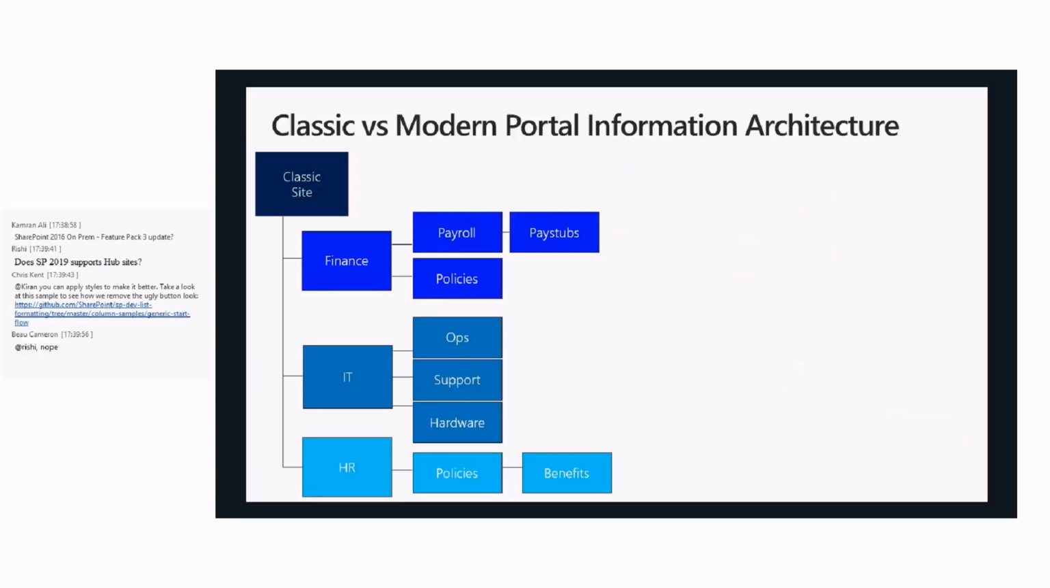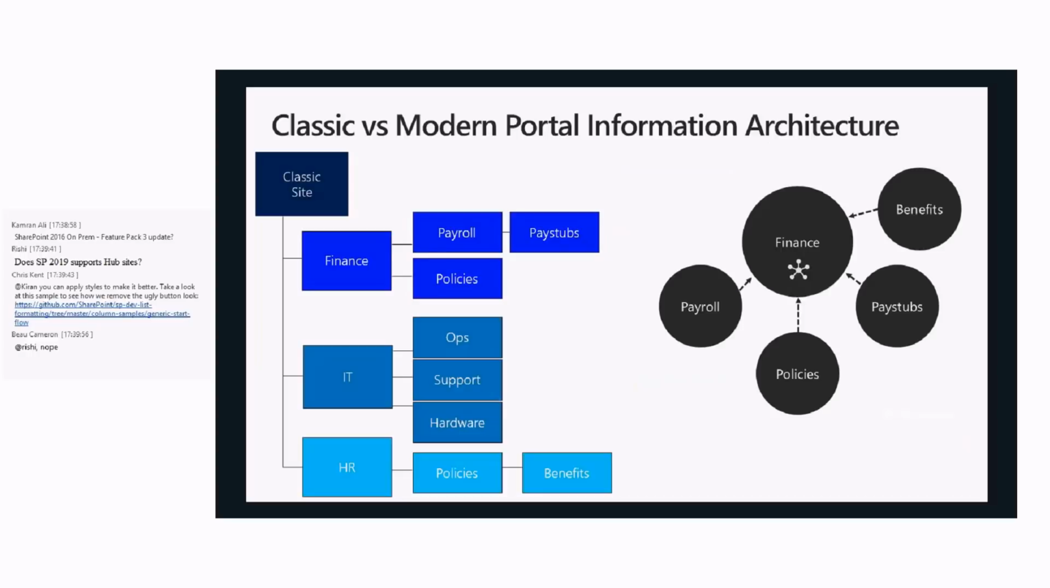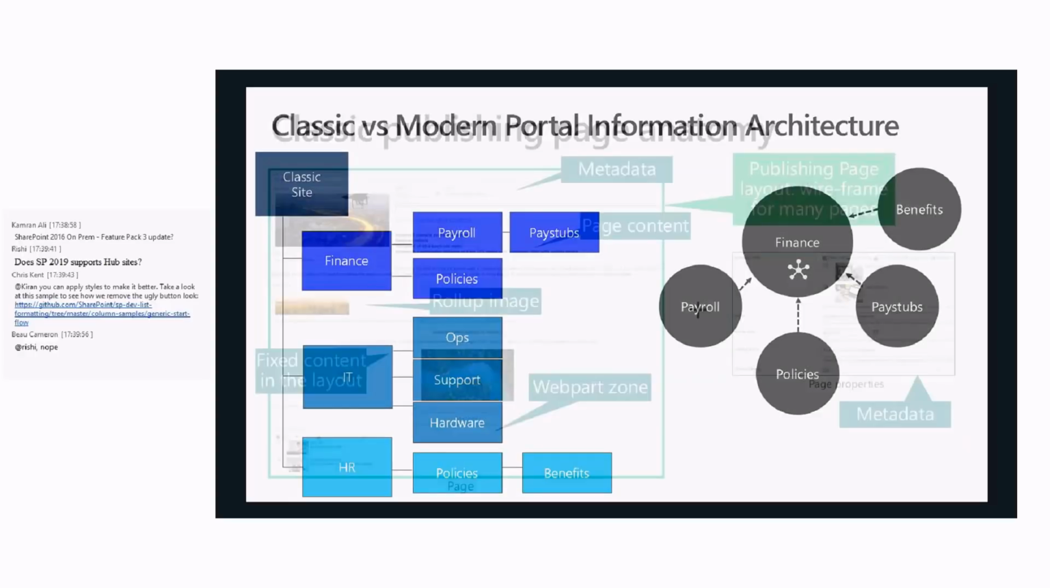We talked about it already a little bit. So information architecture-wise, for example, classic sites have a ton of subsites. Typically, in the modern world, you would have different site collections joined to a hub. That's how you need to think about it, and that's something that you have to do manually.